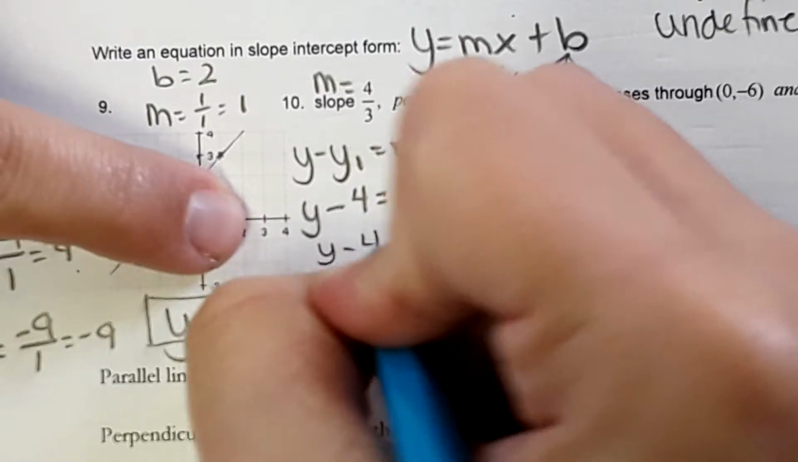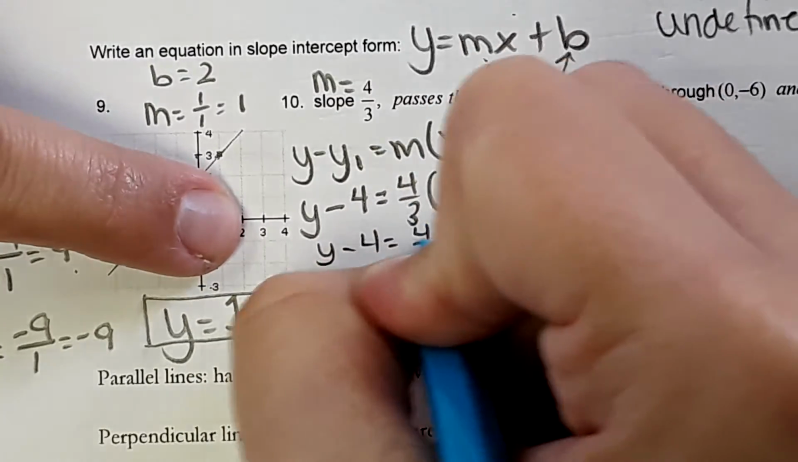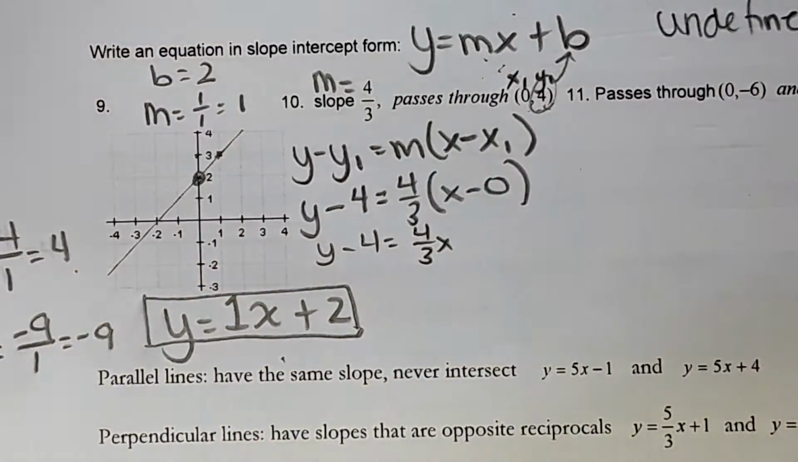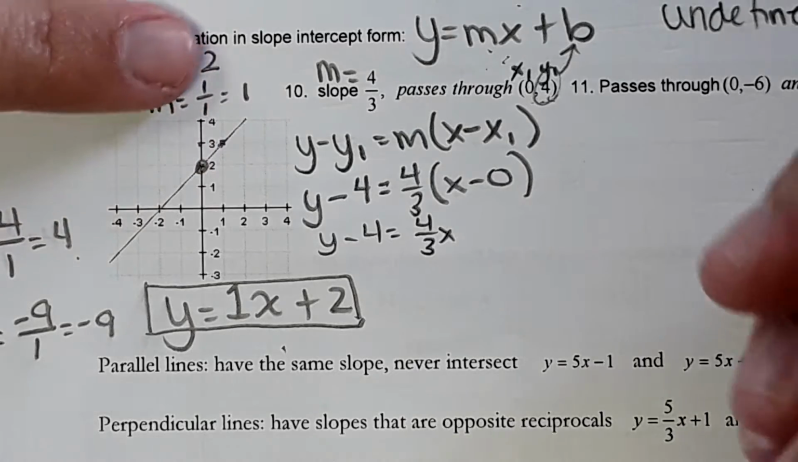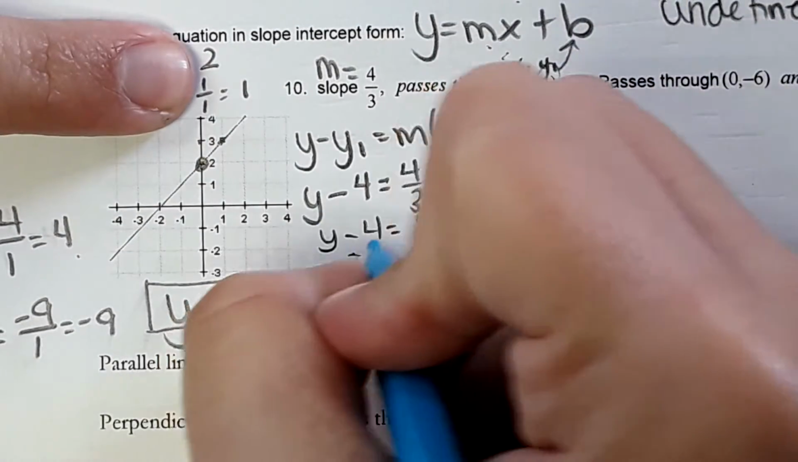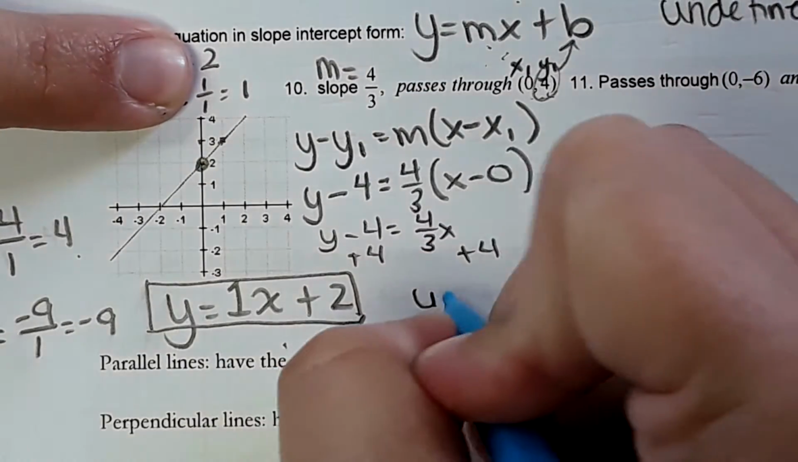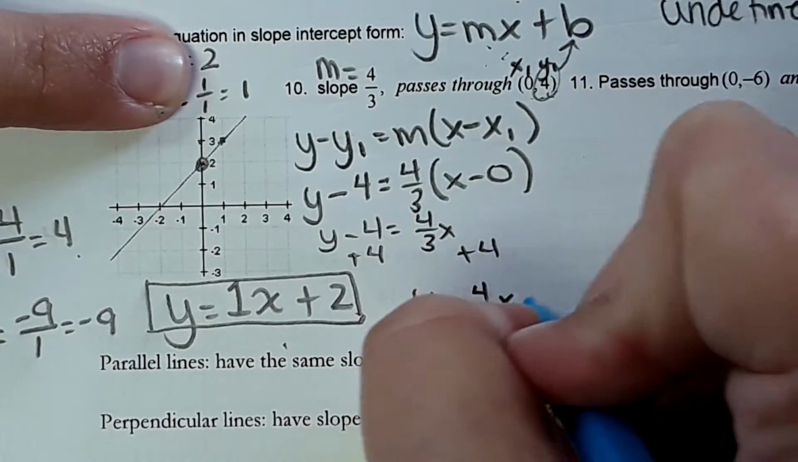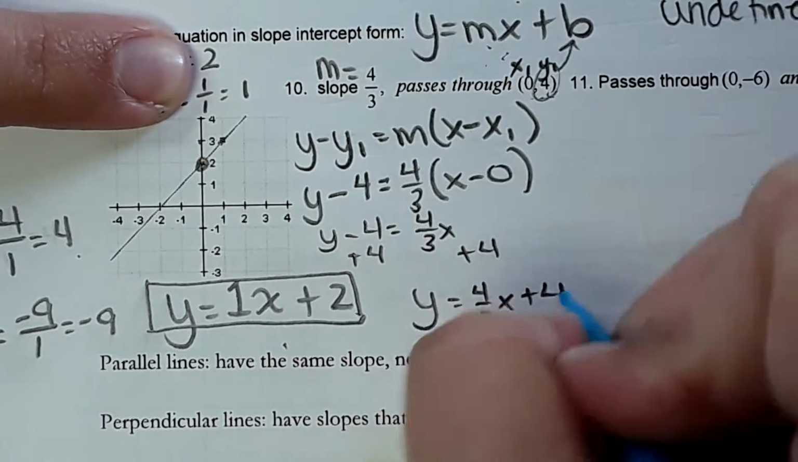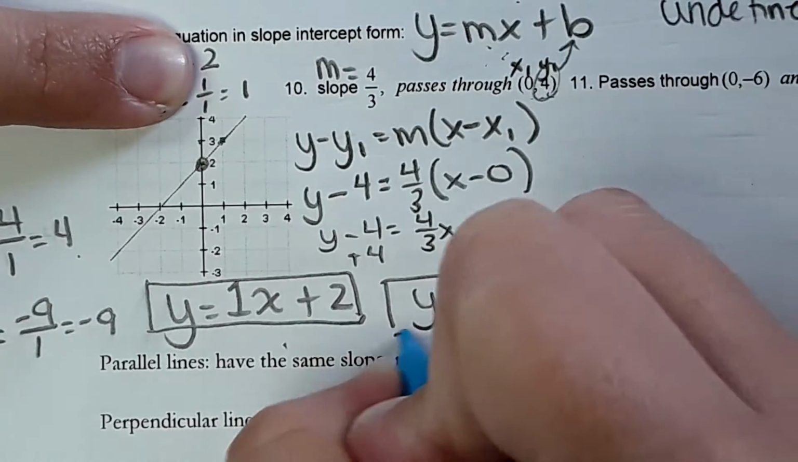So y minus 4 equals 4/3 times x is 4/3 x. 4/3 times 0 is just going to be 0. And then from here, add 4 to both sides, and we get y equals 4/3 x plus 4. And that's our answer.